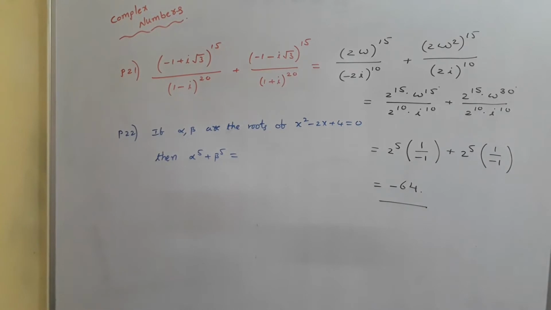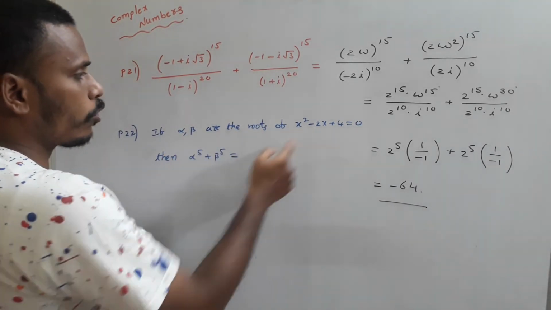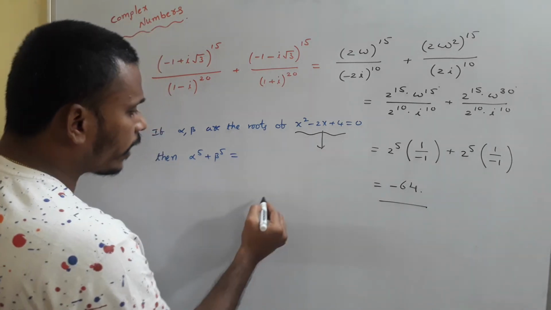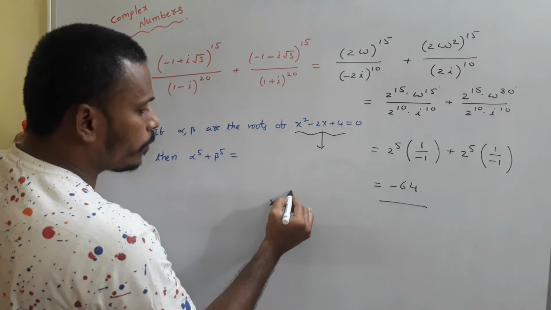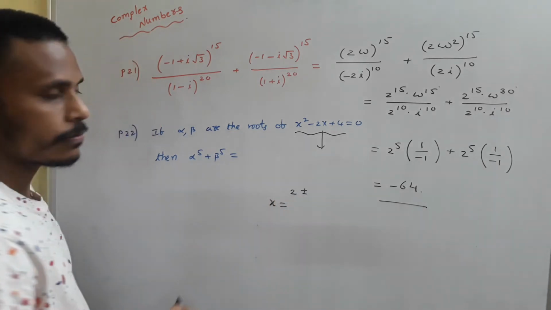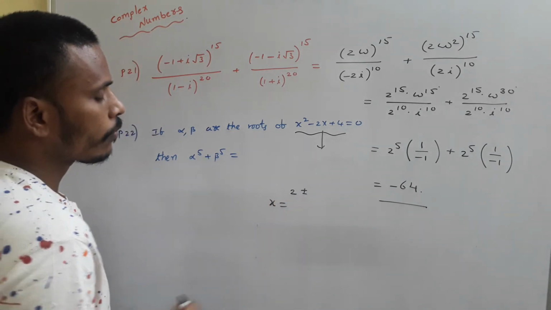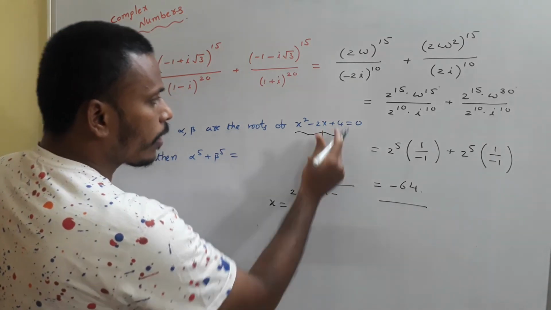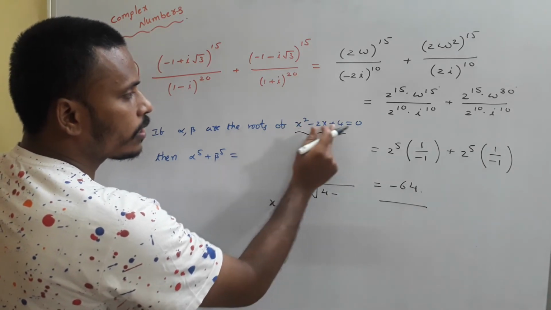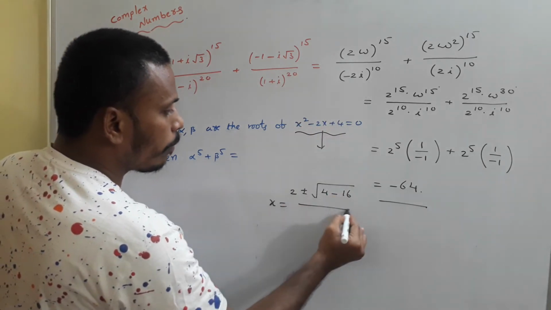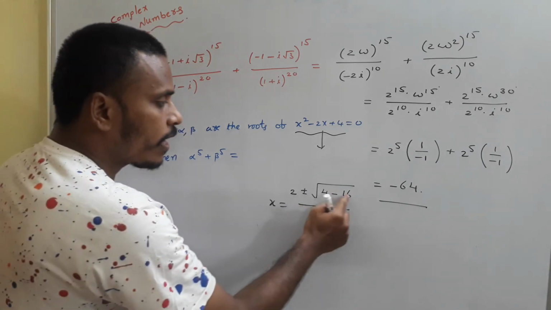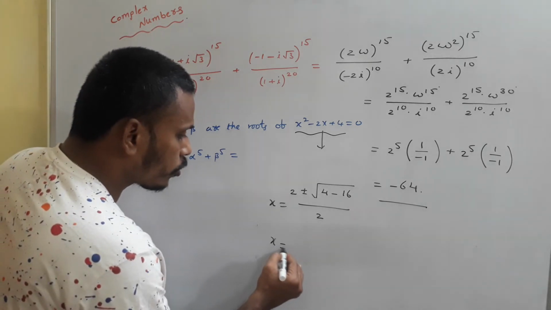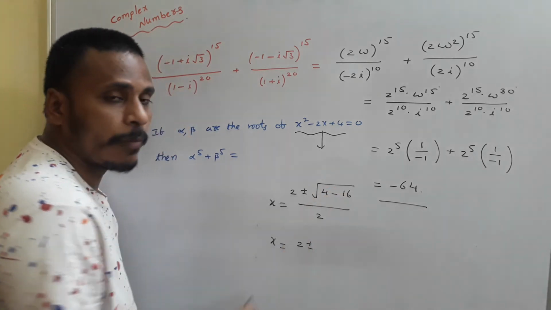Next problem. Alpha, beta are the roots of this expression. So first of all, try to find out the roots of this. If you find the roots, x is equal to minus b plus or minus root of b square minus 4ac by 2a. Here a is 1, c is 4, so b square is 4, 4ac is 16. 4 minus 16 is minus 12. So x is equal to 2 plus or minus root of minus 12, all by 2.